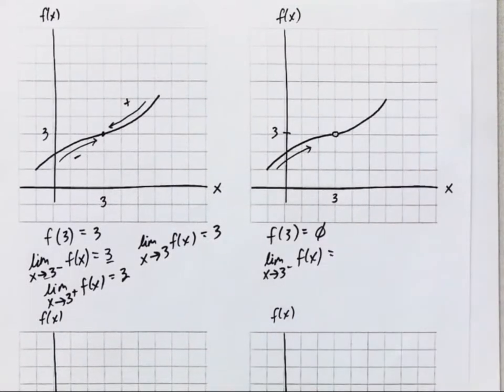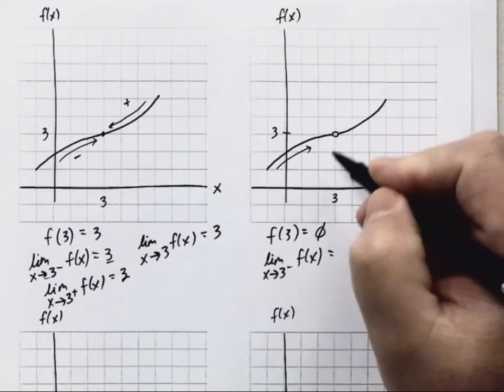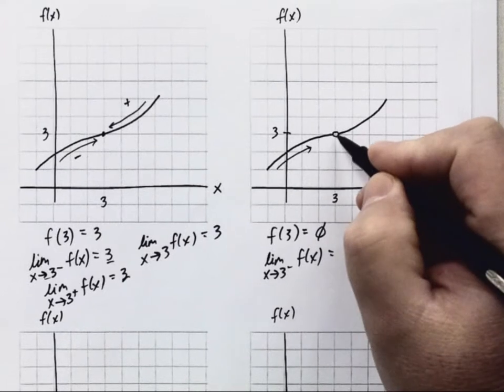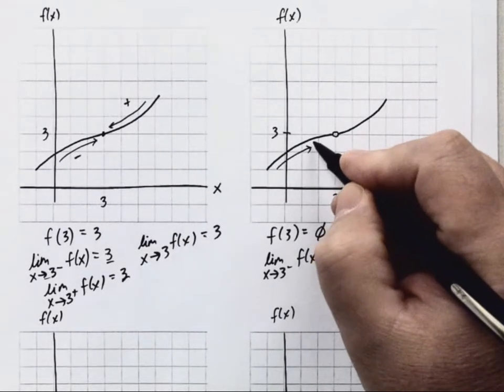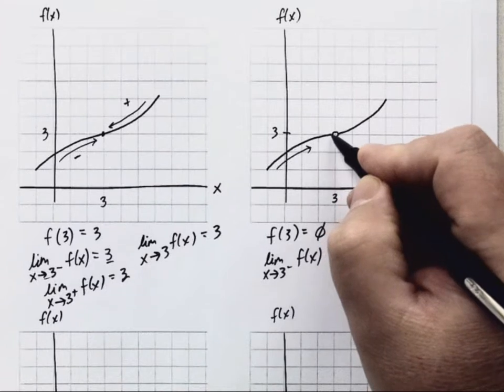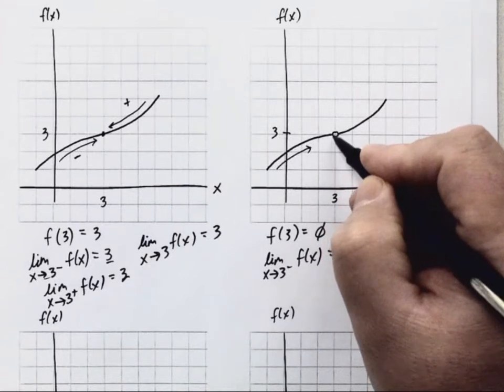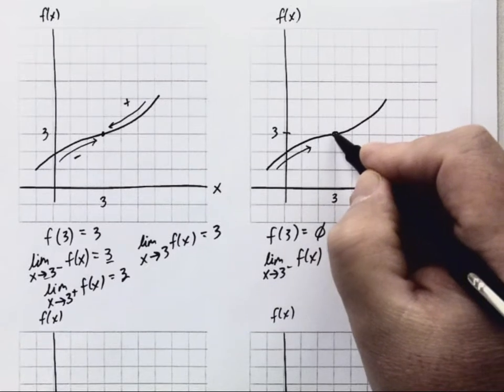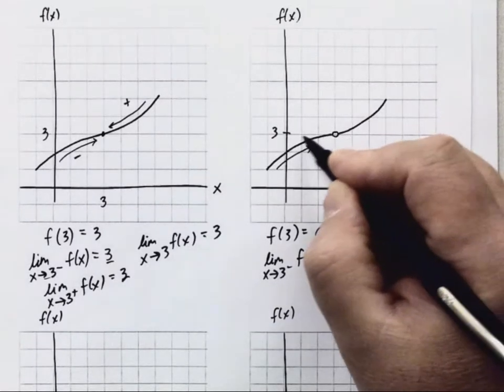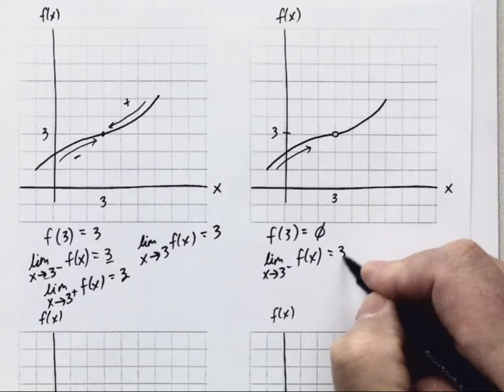And that's what a limit says. The limit doesn't ask what's going on when x is 3. The limit says what's happening when you get really, really close to 3. So in this case, as I get really close to x equals 3, what is my function getting close to? 3.